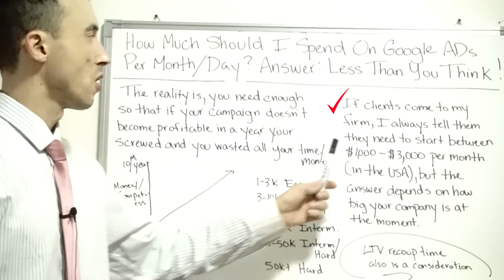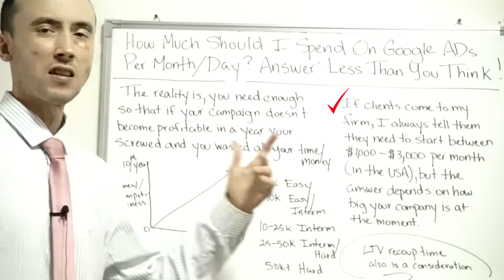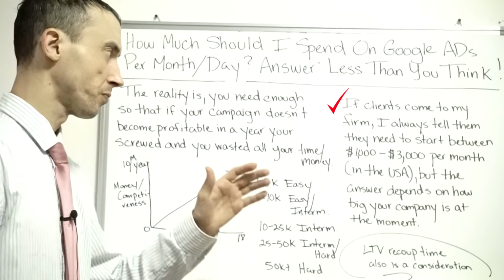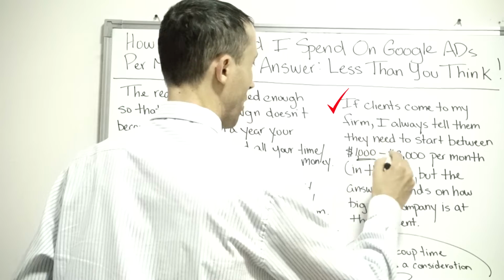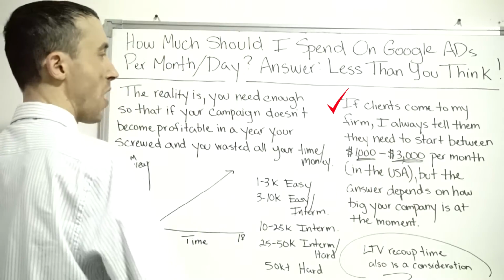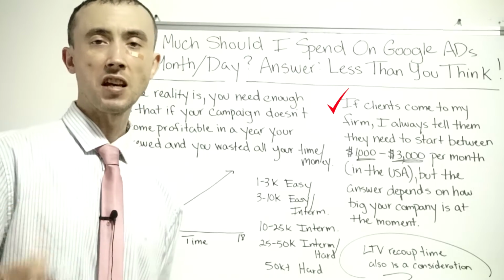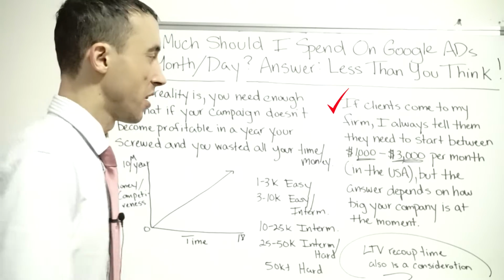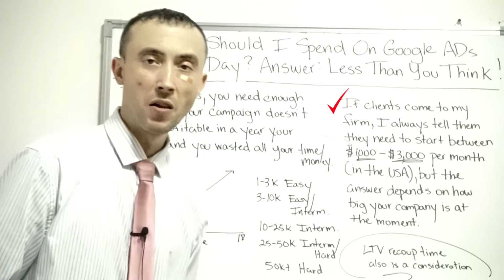budget. So I have clients that come to my ad firm all the time and they ask, how much do I need to get started? I always tell them somewhere between $1,000 and $3,000. If you have more money than time, just start out with the $3,000 because you're going to get to your end destination quicker. If you have more time than money, then start with $1,000 a month.